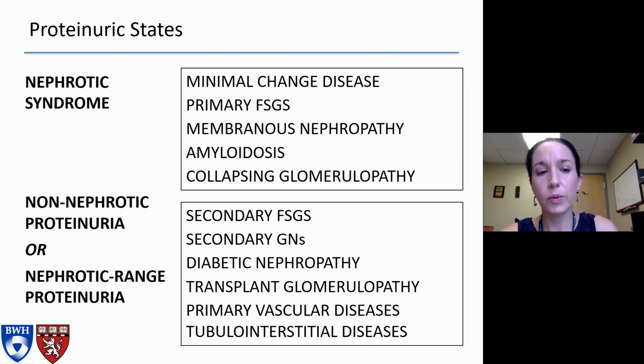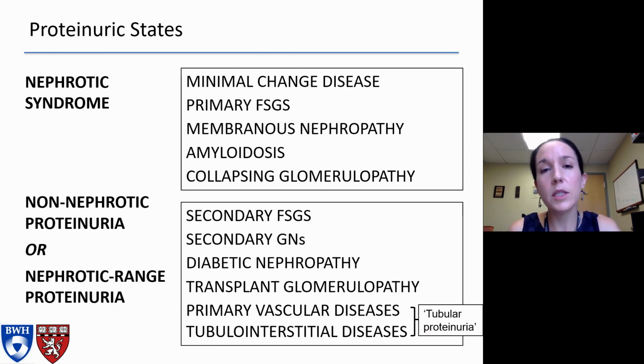And then non-nephrotic proteinuria and nephrotic range proteinuria: secondary FSGS, obviously from many causes, and secondary glomerular diseases such as lupus. Diabetic nephropathy is probably the commonest one that we see. In my work, we see a lot of transplant glomerulopathy. And the primary vascular diseases and tubulointerstitial diseases can also cause proteinuria. This tends to be lower, and we talk about this as tubular proteinuria, which is really around the 1 to 1.5 gram range, so tends not to reach a nephrotic range.